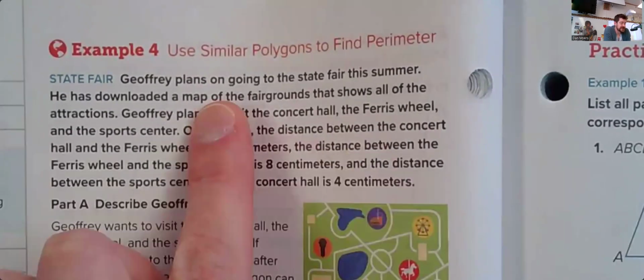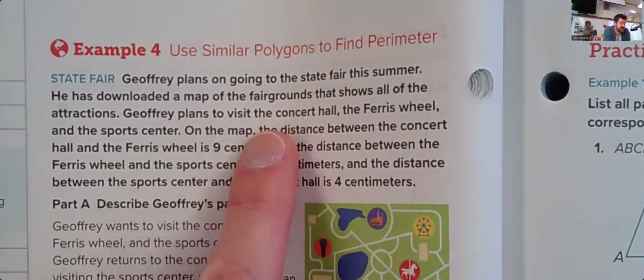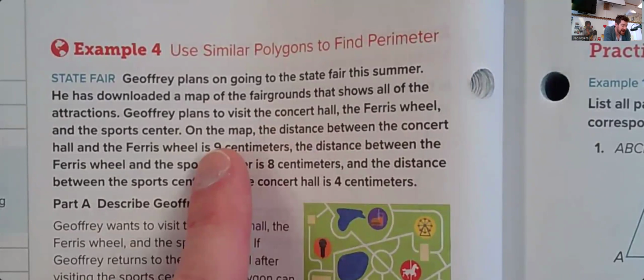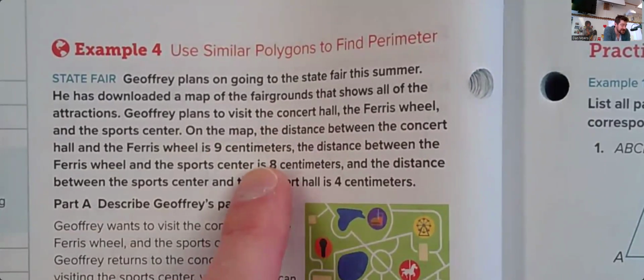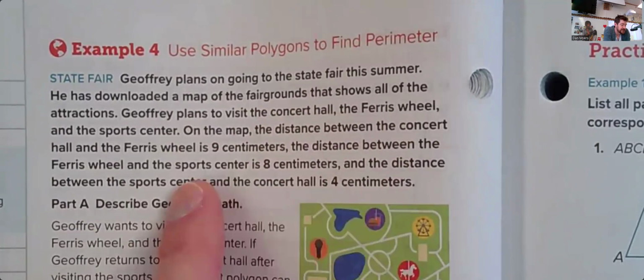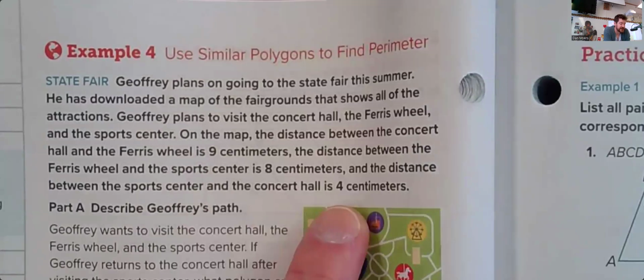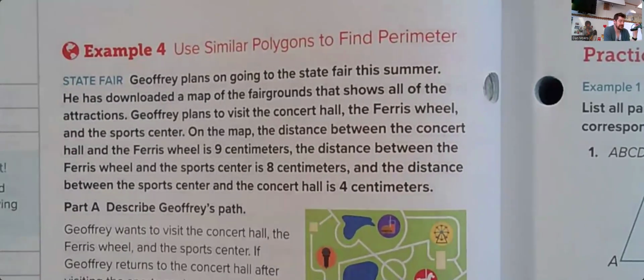So Jeffrey plans on going to the state fair this summer. He has downloaded a map of the fairgrounds that shows all of the attractions. Jeffrey plans to visit the concert hall, Ferris wheel, and the sports center. On the map, the distance between the concert hall and the Ferris wheel is 9 centimeters. The distance between the Ferris wheel and the sports center is 8 centimeters, and the distance between the sports center and the concert hall is 4 centimeters. So basically, he's got a triangular path. He's going to three places.